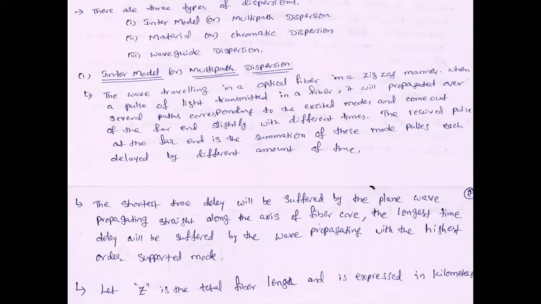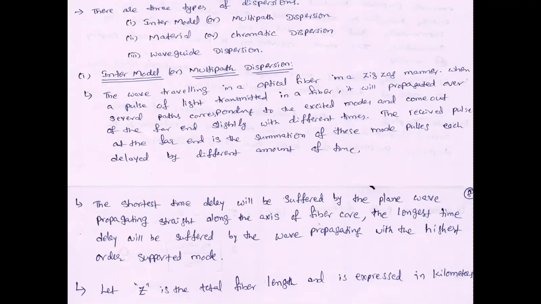Intermodal or multipath dispersion. Here, what is the property of optical fiber cable? Total internal reflection: the transmission of a signal in a zigzag manner throughout the optical fiber cable. Suppose we are taking two signals, one is the shortest wave, another one is the longest wave. The shortest wave is nothing but a straight line path through the optical fiber cable. The second one is the longest one, that is, it is a zigzag one.